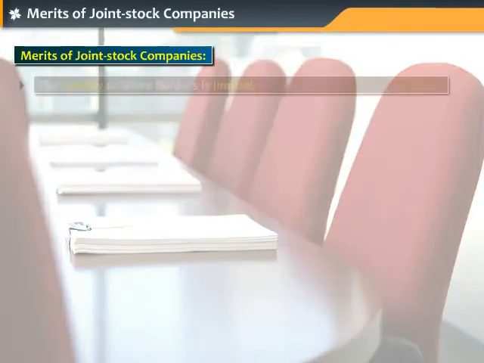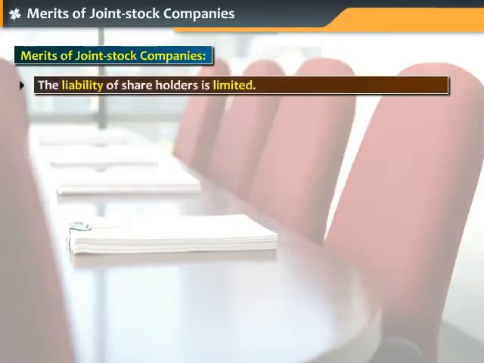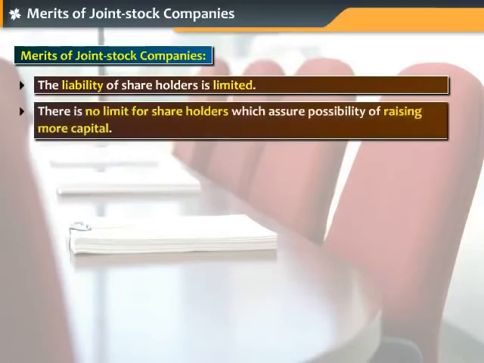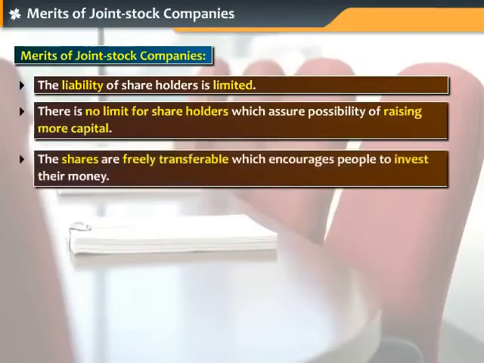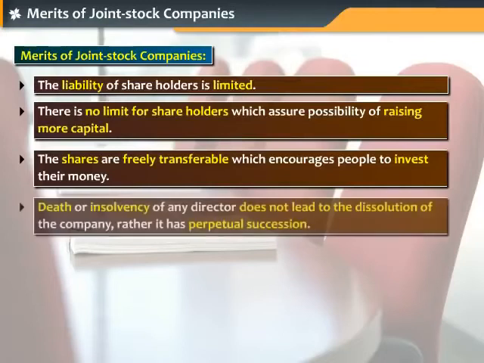In joint stock companies, the liability of shareholders is limited. There is no limit for shareholders in the public limited companies, which assures possibility of raising more capital. The shares of public limited companies are freely transferable, which encourages people to come forward and invest their money. In public joint stock companies, the death or insolvency of any director does not lead to the dissolution of the company. Rather, it has perpetual succession.